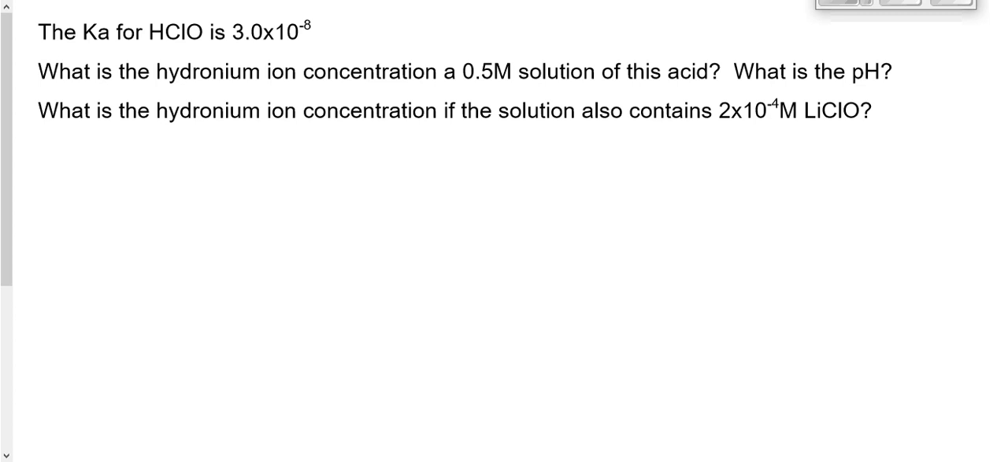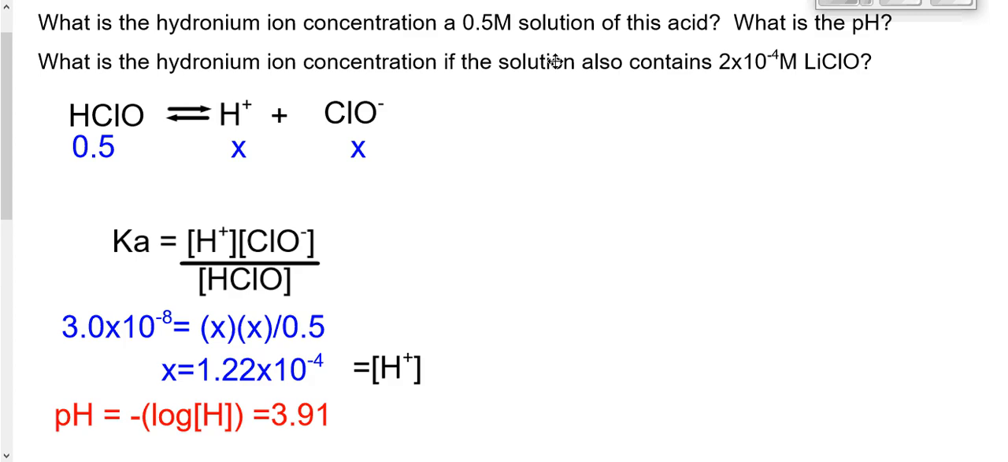We're going to add the salt lithium hypochlorite. That lithium hypochlorite will come in at 2 times 10 to the minus 4 molar concentration. And we'll find the hydronium concentration and a new pH. Now remember, hydronium is the concentration of my hydrogen ion. pH is the negative of the log of that concentration. As always, we're going to start with a balanced equation.